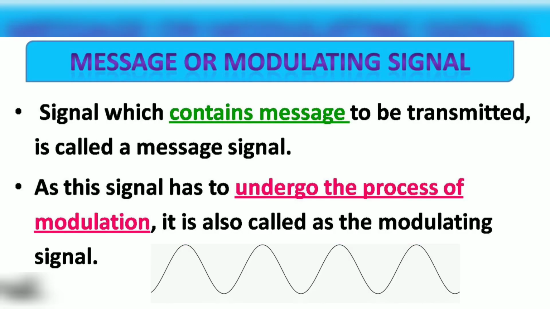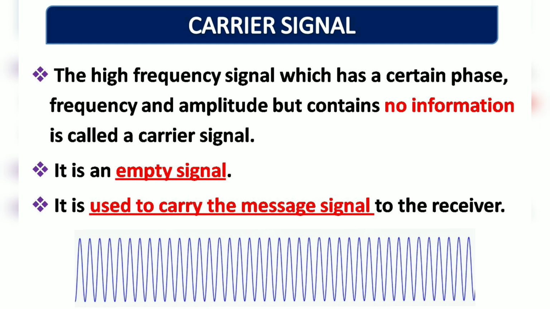The signal which contains the original message to be transmitted is called the message signal. And as this message signal has to undergo the process of modulation, you also call it the modulating signal. Carrier signal is a high frequency signal. It does not contain any information. It's an empty signal and it is used to carry the message signal to the receiver.